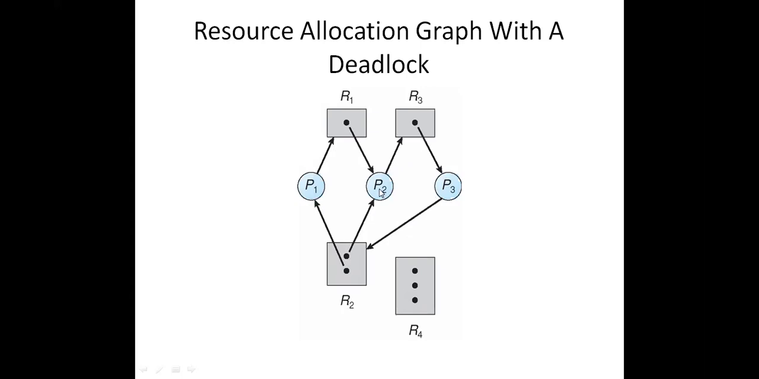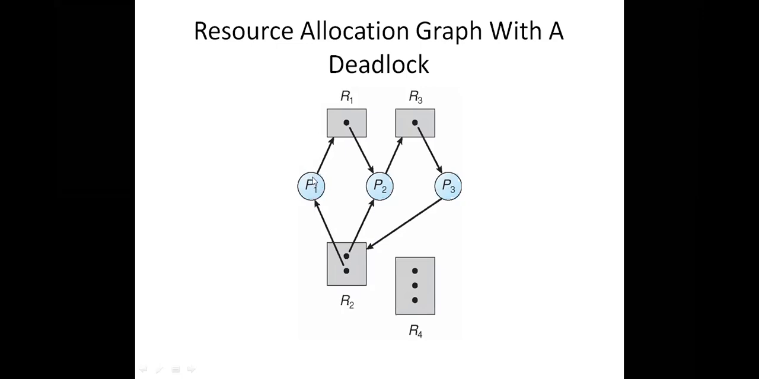Okay. So what happened here? P1 is waiting for the resource R1 and R1 is allocated to P2. That means indirectly P1 is waiting for P2. And then P2 is requesting R3 and it is allocated to P3. That means indirectly P2 is waiting for P3. Then P3 is waiting for a resource and it was allocated to P1. That means indirectly P3 is waiting for P1.